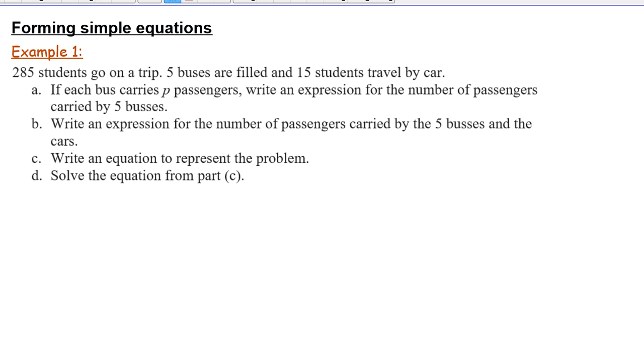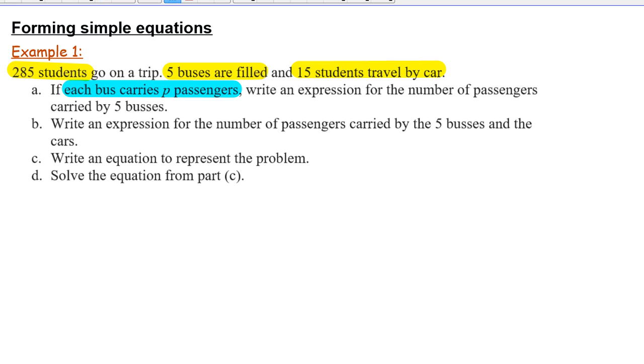5 buses are filled. Might help if you can highlight. So 285 students, 5 buses are filled, 15 travel by car. If each bus carries P students, write an expression for the number of passengers carried by 5 buses.